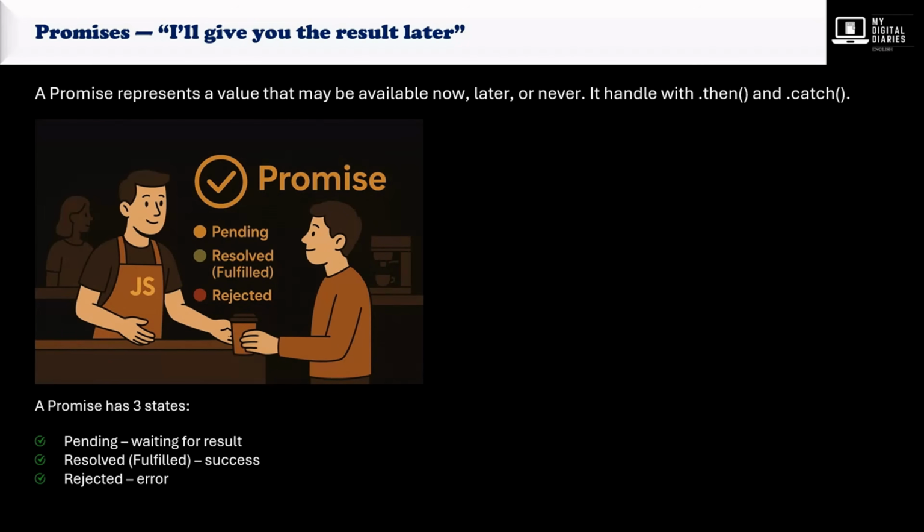Your coffee is ready and the promise is successfully completed. And the third one, which can be rejected, maybe the coffee machine broke down and the promise is failed. So a promise is like saying I will get it done and let you know the result later. It can be a success or failure. Let us see this concept in code.